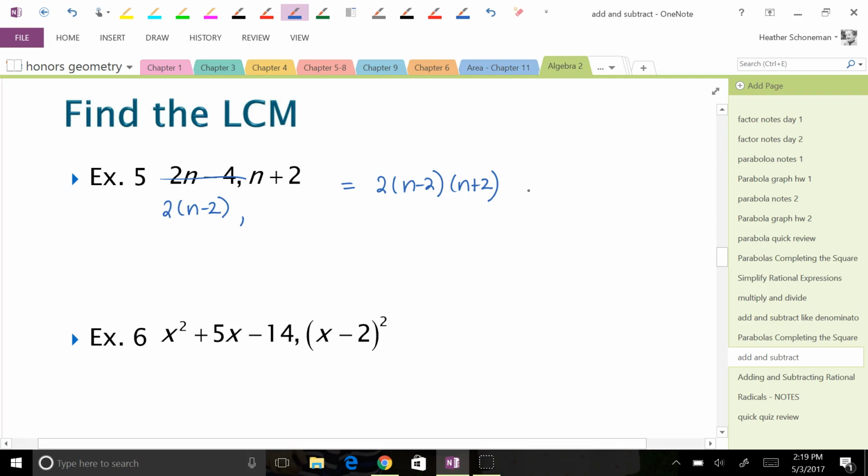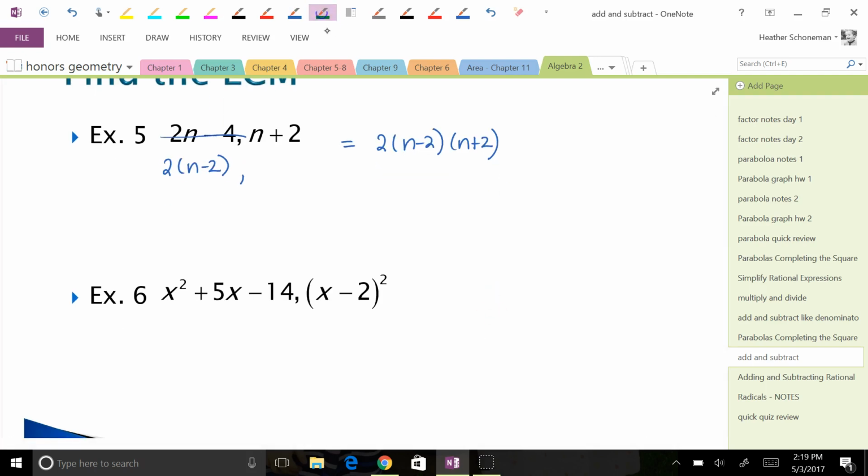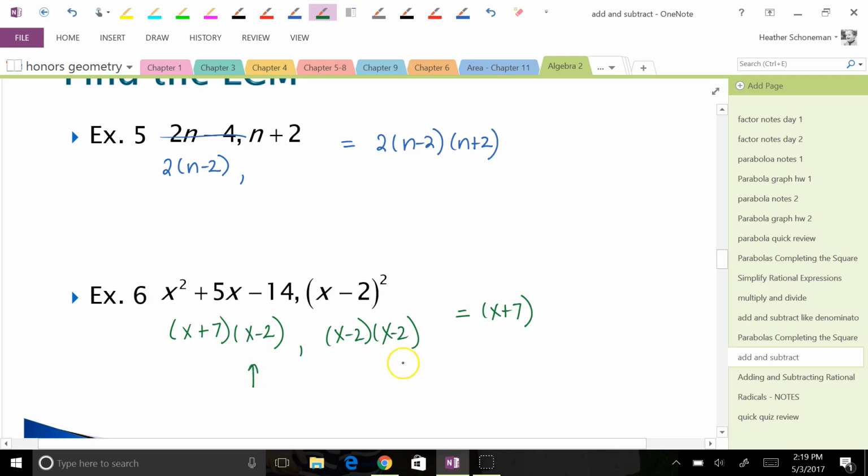All right, let's see what happens on number 6. We've got to factor this. So this one factors to x plus 7, x minus 2. And over here, 2x squared is 2, right? Okay, so now our least common multiple has to have one of everything. This has an x plus 7, this has an x minus 2, and this has a 2, so we take who has the most. So that is our least common multiple.